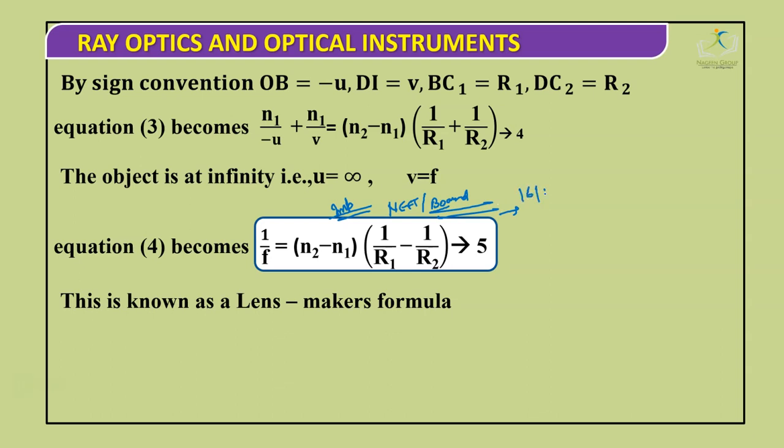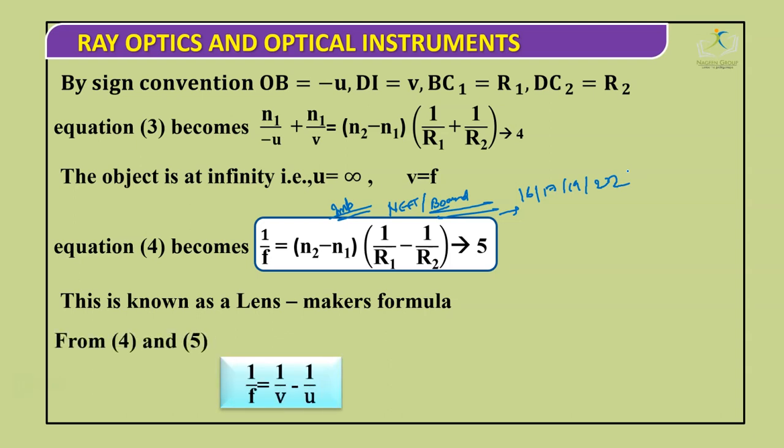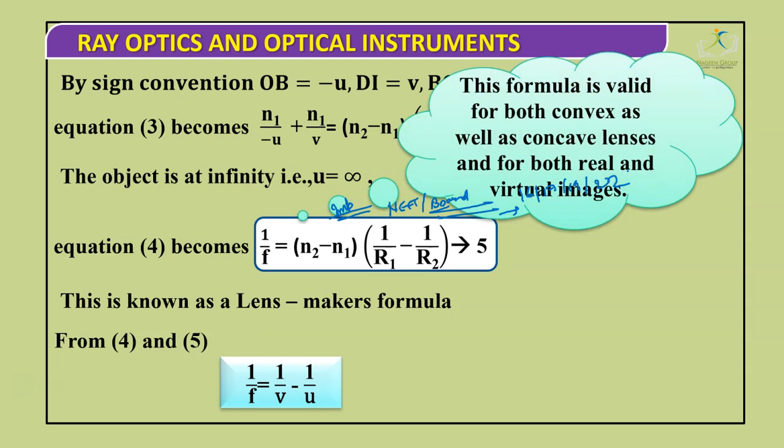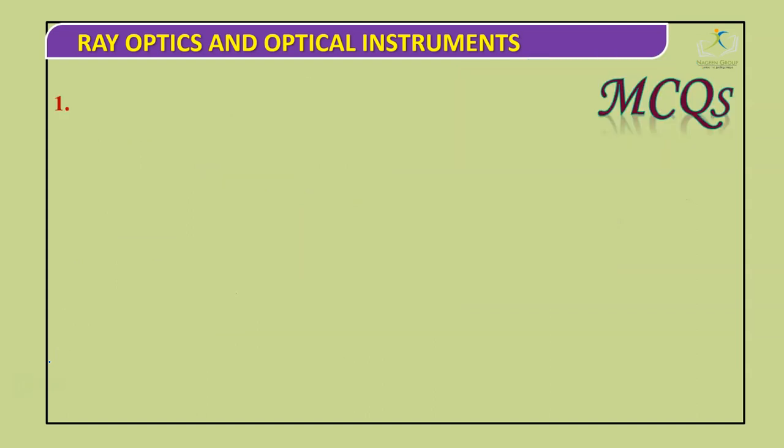Like 2016, 17, 19, also 22, many questions were asked in this. From the 4th and 5th equations, 1 by f is equal to 1 by v minus 1 by u. So this formula is valid for both convex as well as concave lenses, and for both real and virtual images. Now let's move on to some questions.